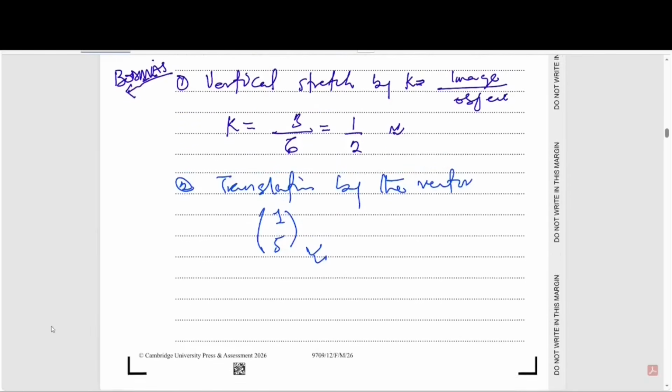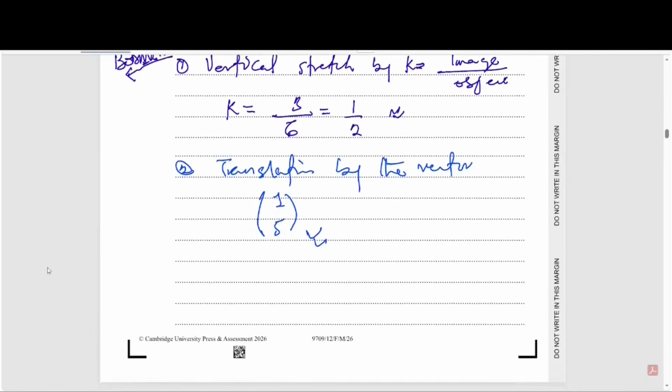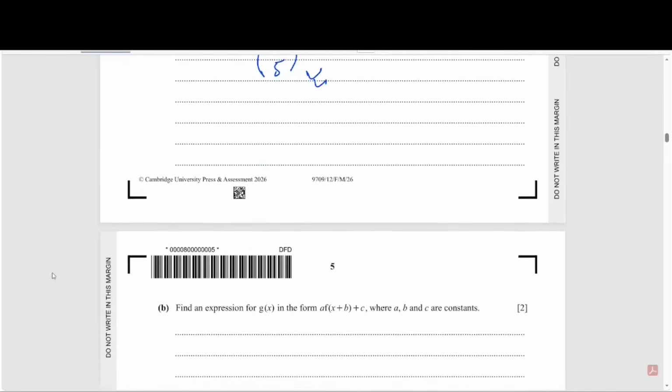Now B, find an expression for g of x in the form of this. So we've already identified the transformations. We said we have a vertical stretch of half and then a translation by the vector 1, 5. And the A here is a vertical stretch, B is a horizontal translation, and then C is a vertical translation.